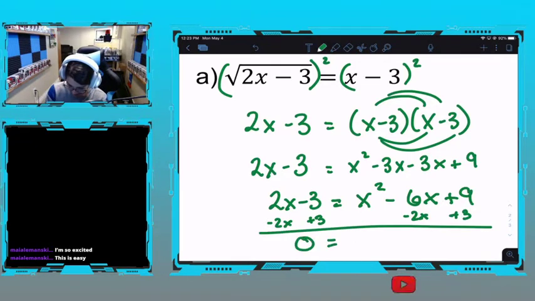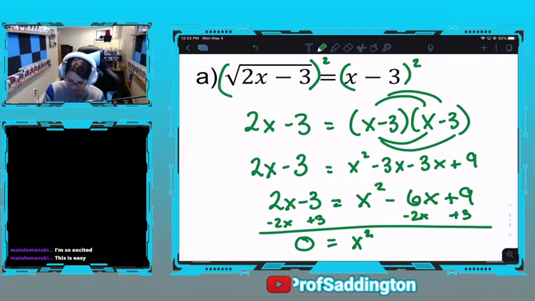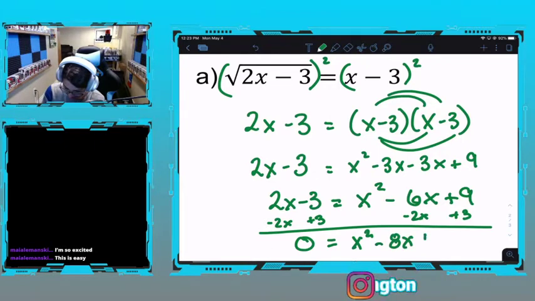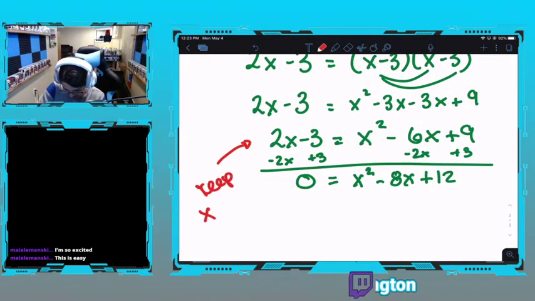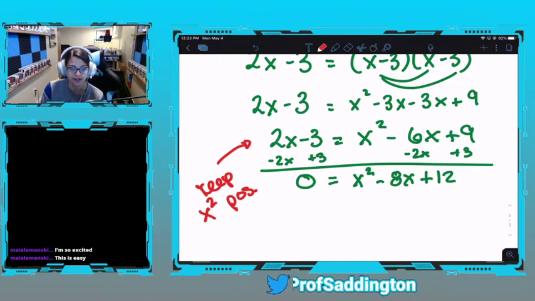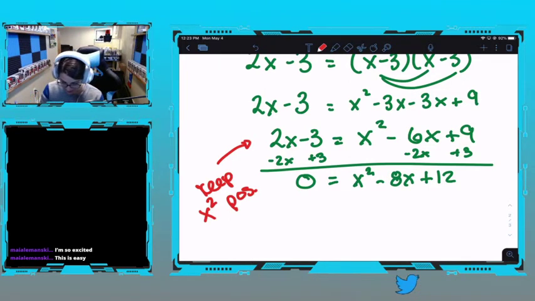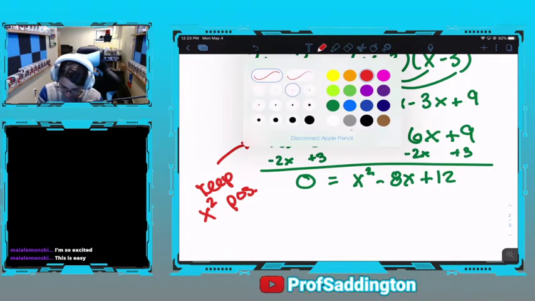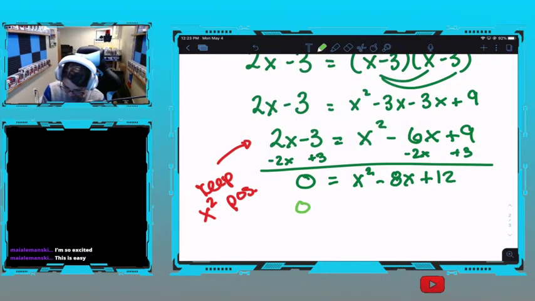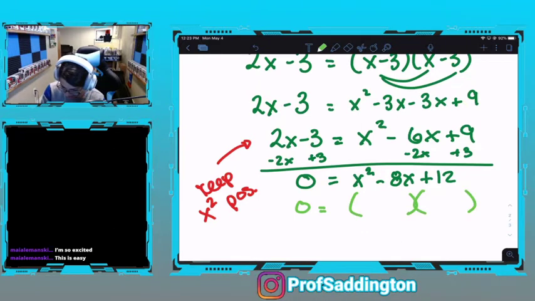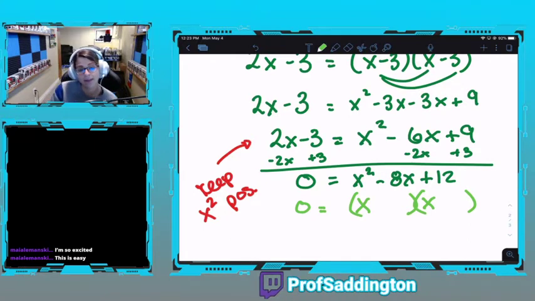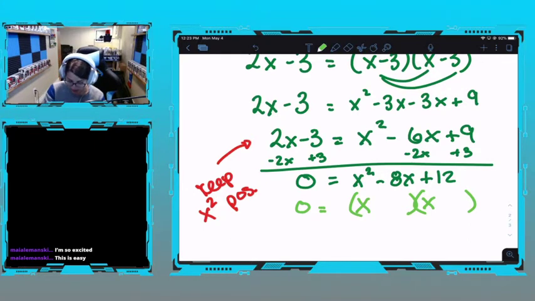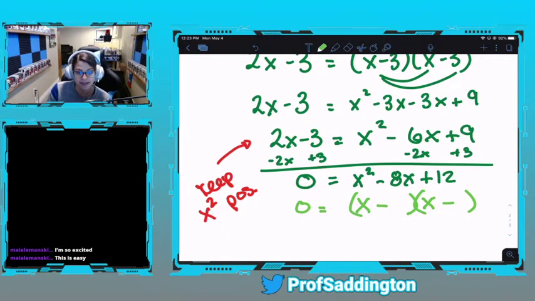So I'm left with 0 equals x squared minus 8x plus 12. So let me write myself a little note here. Keep x squared positive. Otherwise, it's going to be ugly to factor. You don't want to do that. All right. So from here, I'm going to double bubble this. X goes in my first spot. We are multiplying to get a positive, but combining to get a negative. So that means both my signs in here are going to be negative.